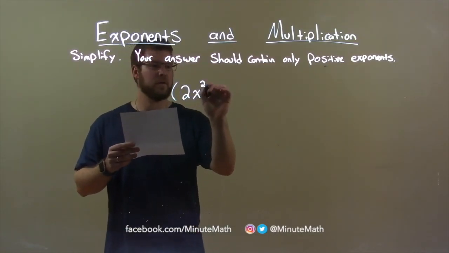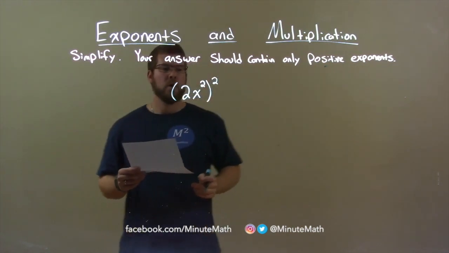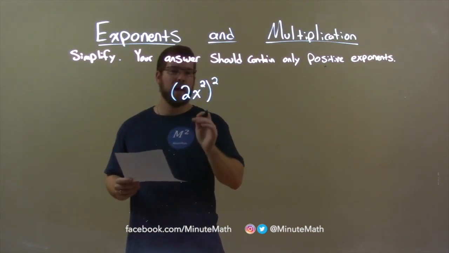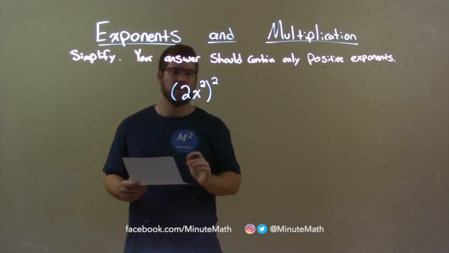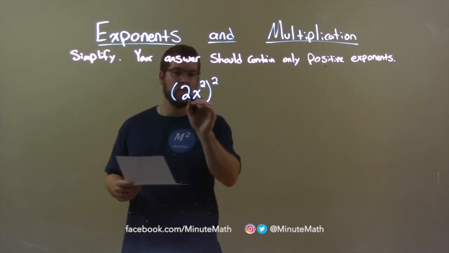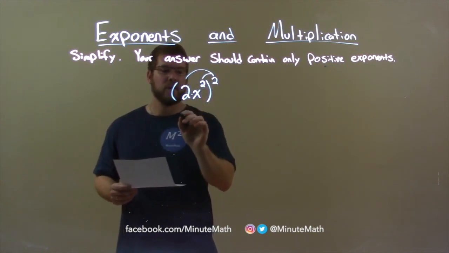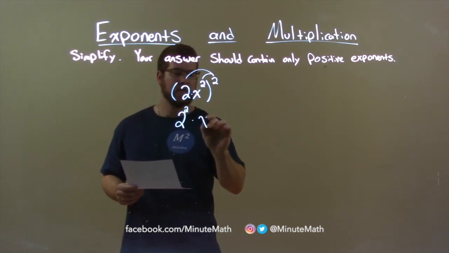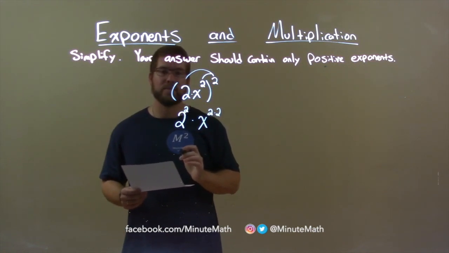2x squared to the 2nd power. Okay? Well, remember, all of this is to the 2nd power. And so what happens is when we have something in parentheses to an exponent, that exponent gets distributed to both parts inside that are being multiplied together. So when I bring that in, this becomes 2 to the 2nd power times x to the 2 times 2 power. When we bring it in, it's being multiplied, okay?